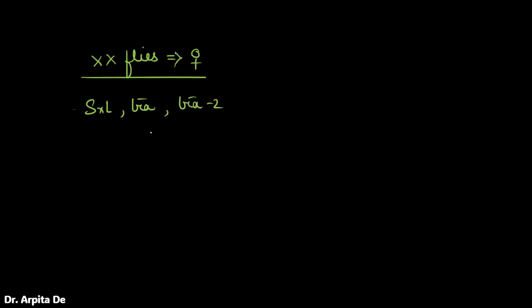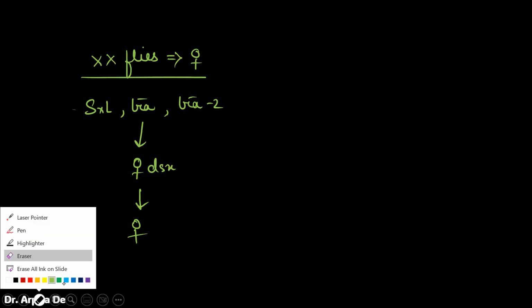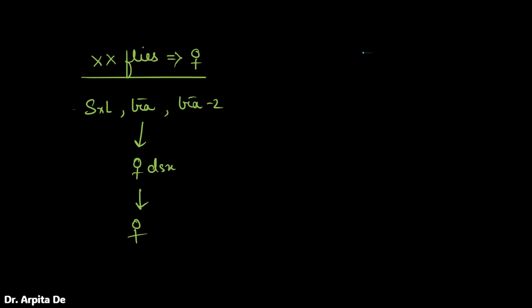See this one, if I write here, you will understand. In XX flies, XX fly means what? Female. Here SXL, TRA, TRA2. This is female DSX and it will form a female. Correct? Yes or no? Yes.